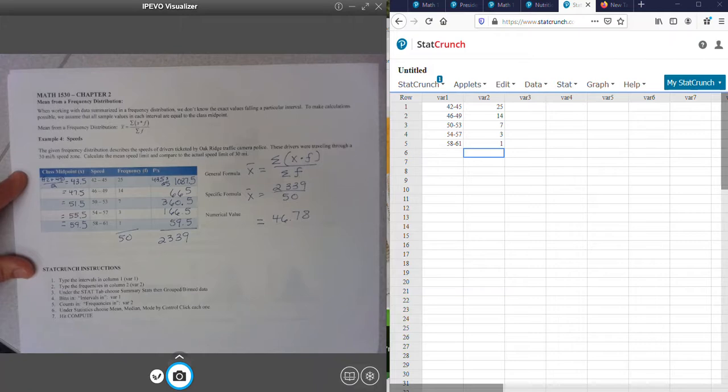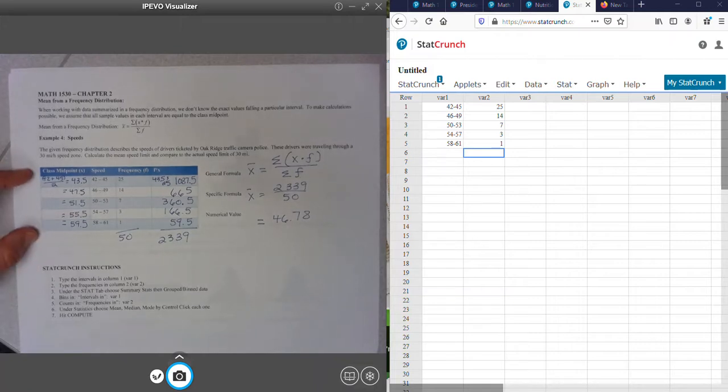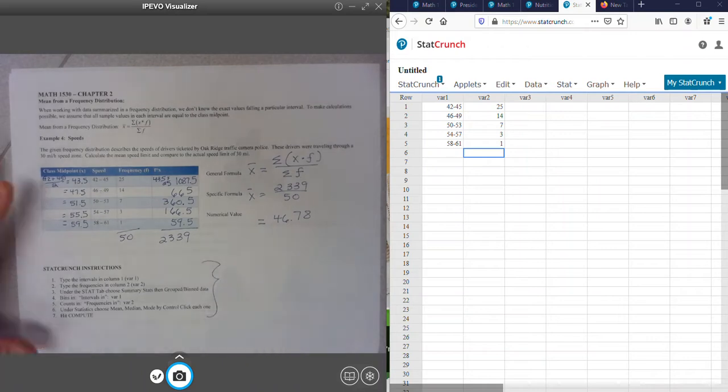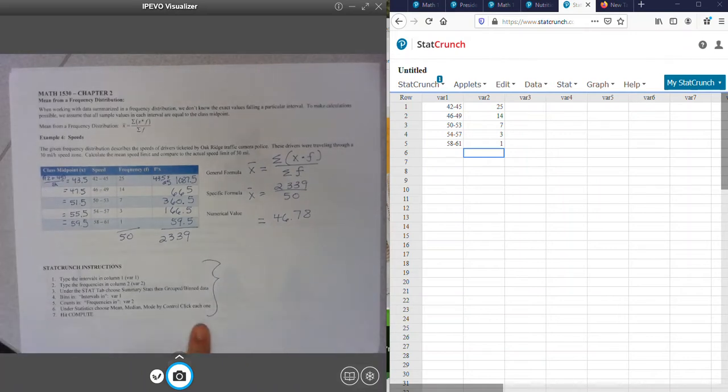Now that took a lot of work, and imagine if this was a larger data set, it would take even longer. So we do have StatCrunch here, and this is how we can do this in StatCrunch. I already entered all the speeds here. These are our classes, our lower and upper limits, and this is the frequency count.